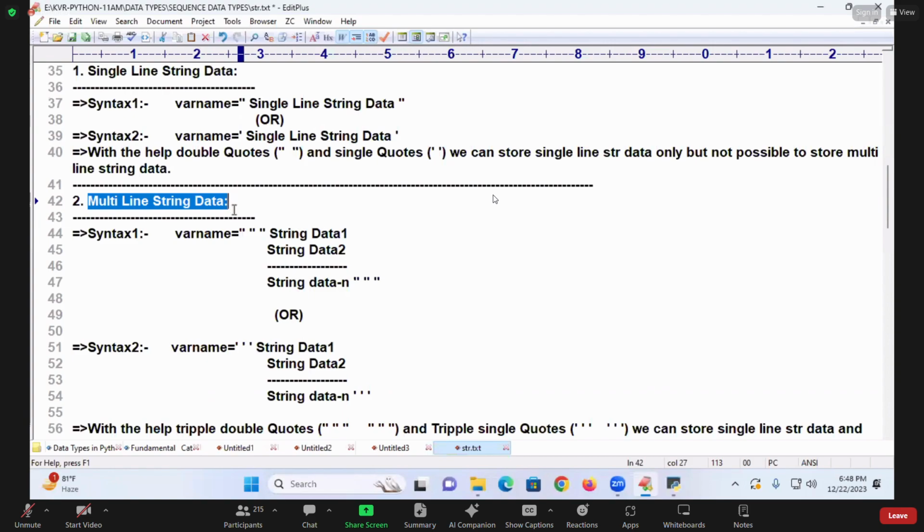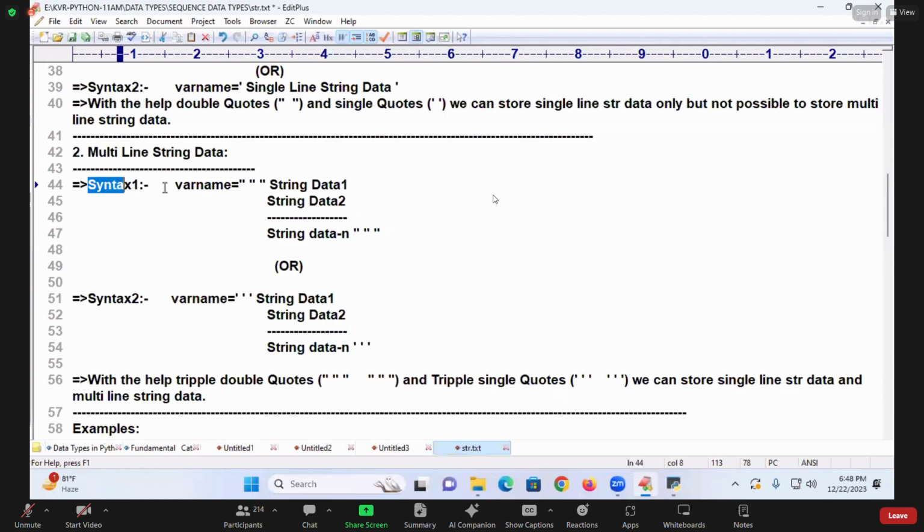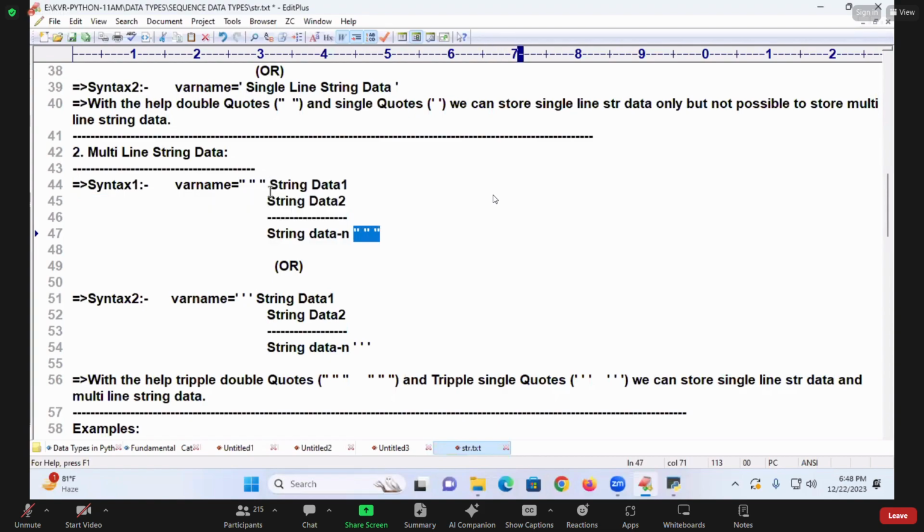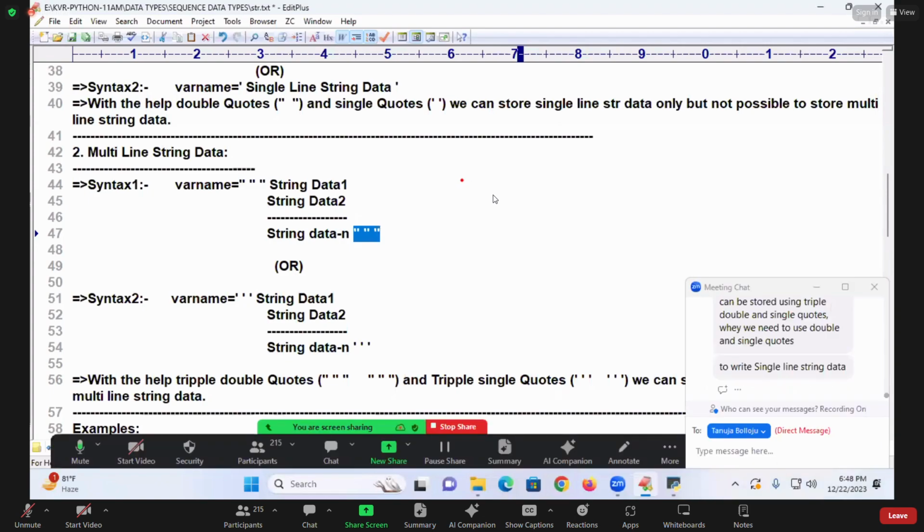Come to the next line: multi-line string data. Syntax: variable name is equal to triple double quotes, string data 1, string data 2, string data 3, and so on, string data n, and end with the same. You started with triple double quotes, so you have to end with triple double quotes. Further on, I will tell you how to write string data within the double quotes, that is, double quotes mixing with single quotes. I will tell you that mechanism.